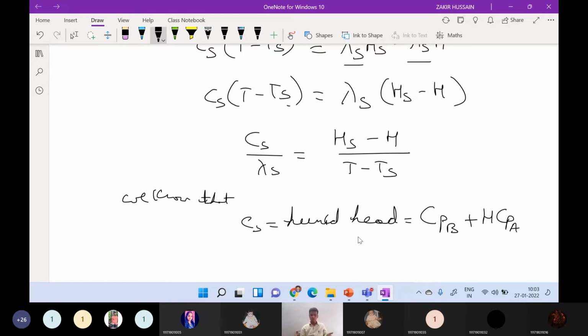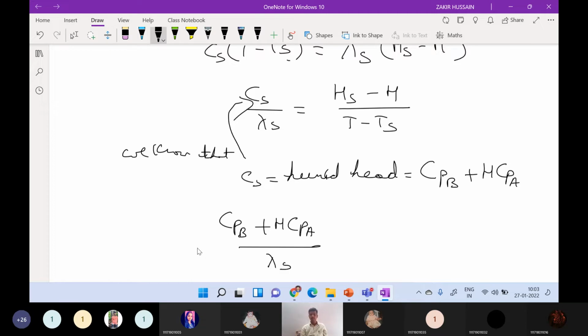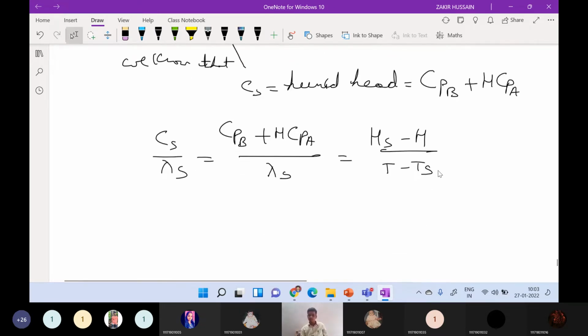That we know that one. So same fact we can substitute here the Cs value, that is (CpB + H·CpA) divided by lambda S. This is equal to Cs by lambda S. So this is equal to this one, (Hs − H) divided by (T − Ts). So here this is unknown.